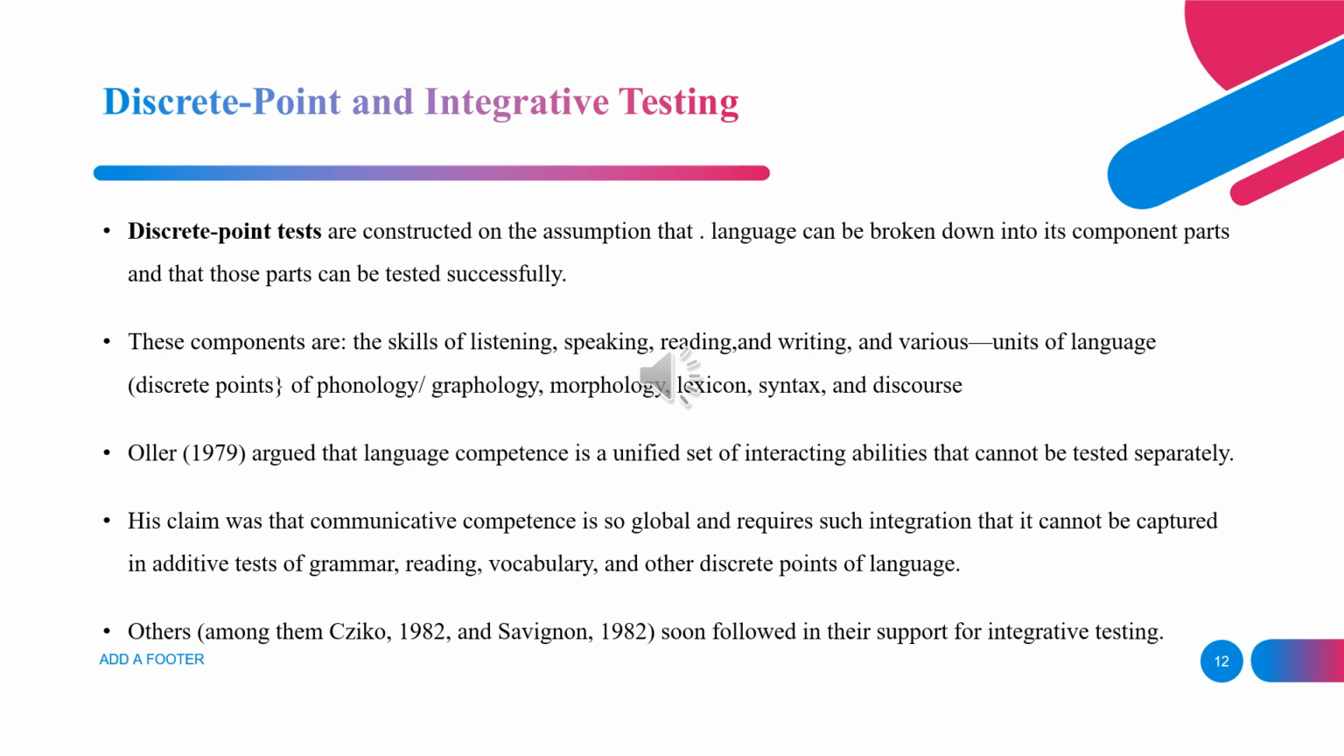Oller in 1979 argued that language competence is a unified set of interacting abilities that cannot be tested separately. His claim was that communicative competence is so global and requires such integration that it cannot be captured in additive tests of grammar, reading, vocabulary, and other discrete points of language. Others, among them Zico in 1982 and Savignon in 1982, soon followed in their support for integrative testing.